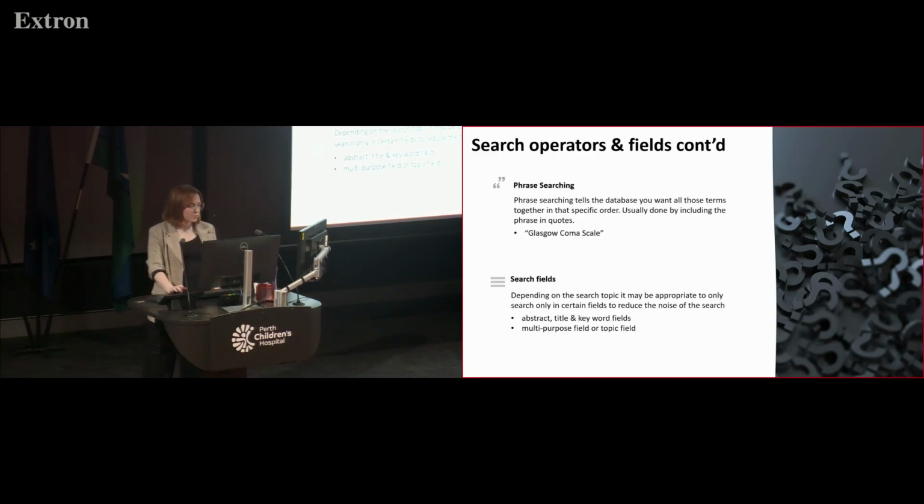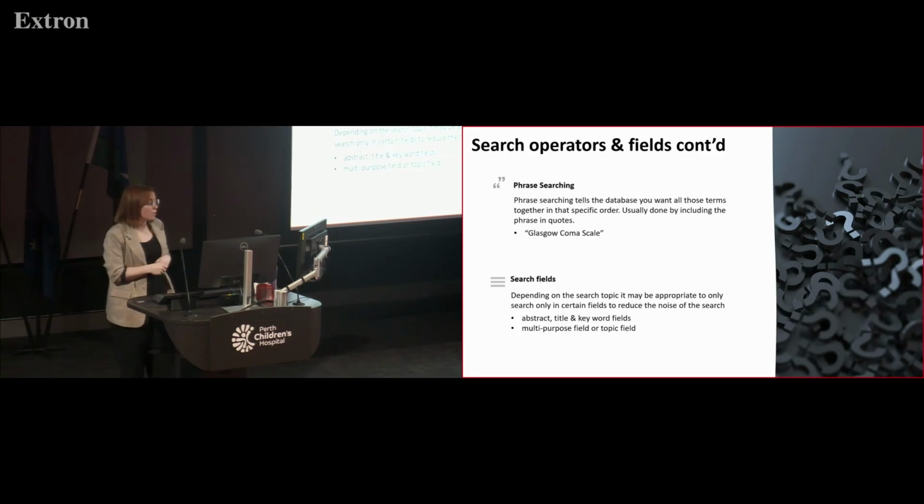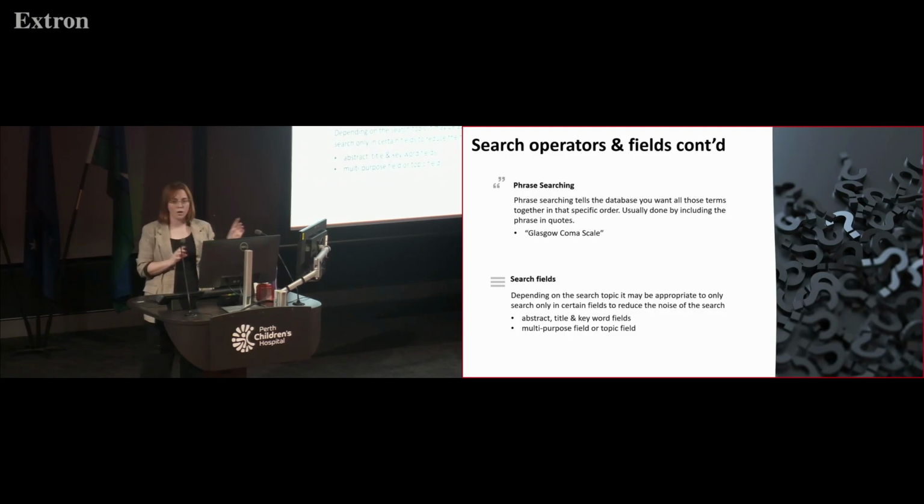Some other search operators are your phrase searching. Phrase searching is telling the database that you want all those terms together in that specific order. The reason that's important is because some databases have a default of including and between words in phrases. So this is telling the database to find those 3 words in exactly that order, rather than those words in any spot and combined by and.